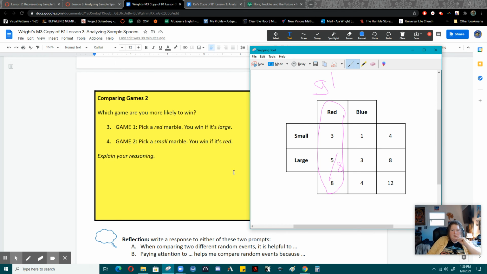Okay. Look at game two. Pick a small. If you're picking small, that means you're looking at the small row first for game two. So we're comparing a column and a row on these games. Pick small, you win if it's red. Well, red is 3/4. So we're comparing 3/4 and 5/8. To compare those, you can just find them in decimal form. You're going to have 0.75 and 5/8, I think, is 0.583. So 3/4 is bigger, meaning game two is better. And that's how you use these little two-way frequency tables.